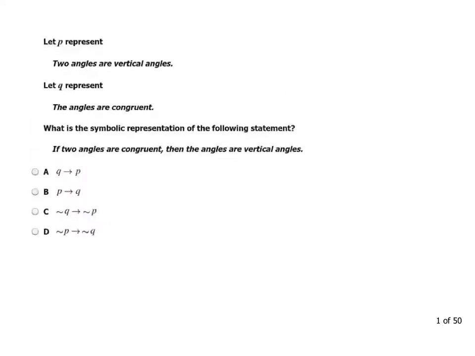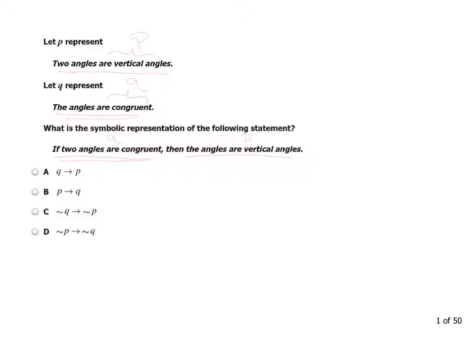Okay, so let P represent two angles are vertical. So this is going to be our P. Let Q represent the angles are congruent. So what we want to do is take a look at the statement below. It says if two angles are congruent, which is Q, then the angles are vertical, which is above our P.